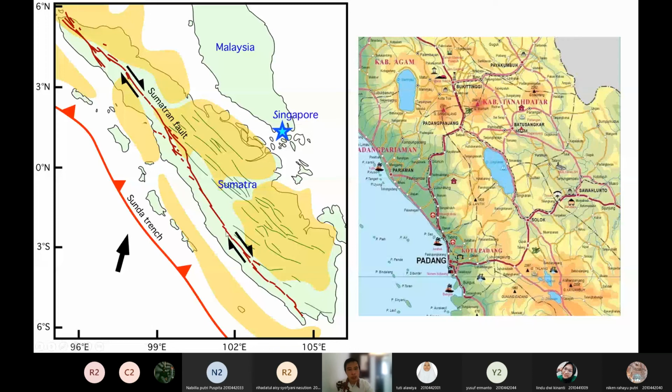As you hear, the Sumatran fault tends to move here, and the force from the Sunda Trench also causes the movement to be slightly to the north. And here comes the Sunda Trench, as the Australian plate also causes the subduction here, and therefore we live in very active regions.